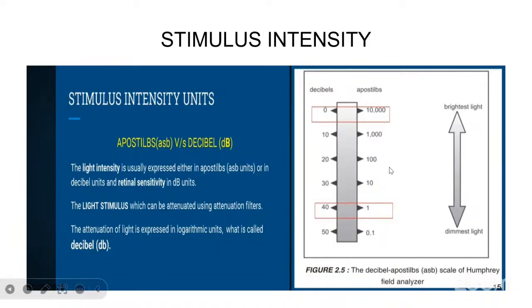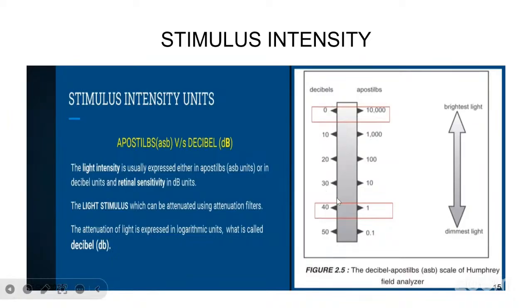So this is a scale showing the relationship between the decibel and apostilbs. They have an inverse kind of relationship, where the higher the apostilbs, the lower the decibels. And then the retinal sensitivity has a direct kind of relationship with the decibels. Thus, when we're measuring retinal sensitivity, we actually use decibels.